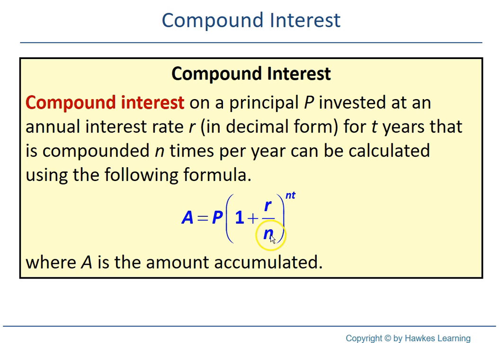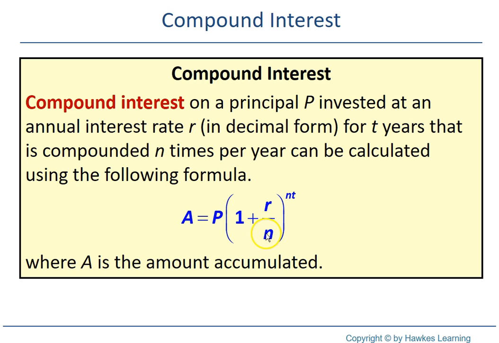Now, N is the number of times that the calculation will be compounded. If it's annually, N is 1. That is once a year. If it's twice a year, this is going to be semi-annually, you would put a 2 there. If it was quarterly, you'd put a 4 there. If it were monthly, you would put a 12 there, 12 months. And if it's daily, you put 365 there.